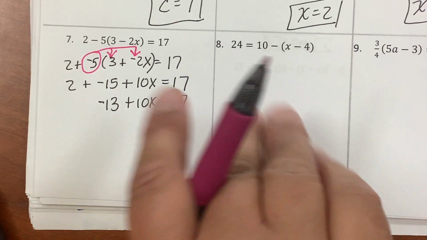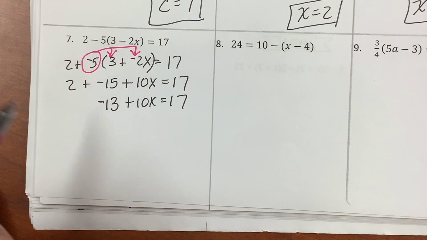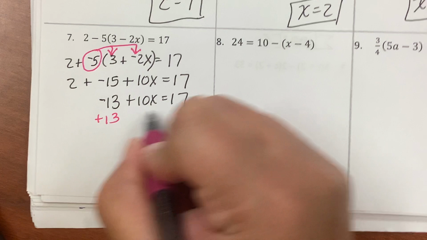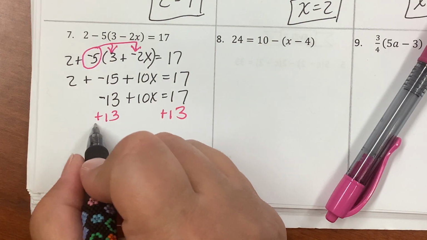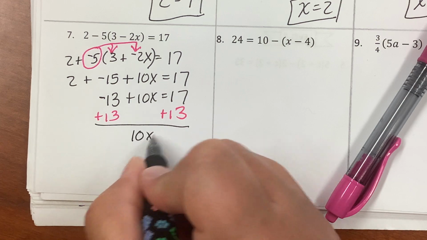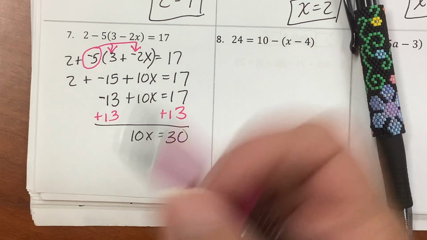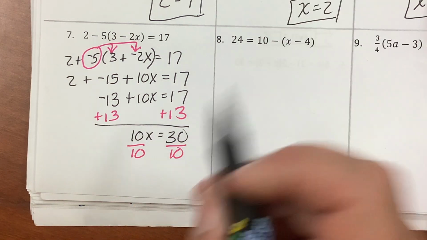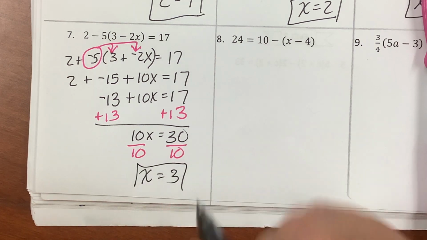Trust me when I say it's always easier to change subtraction to add a negative. It means the same thing. It helps you in the long run. It's okay. Add 13 to both sides. 10x equals 30. Divide both sides by 10. Write with the right side of the pen. And x equals 3. Put a box around it because it's a gift.